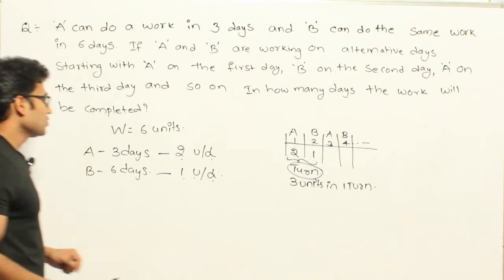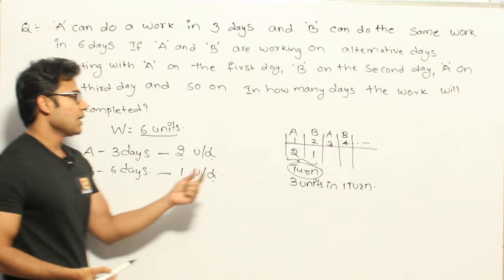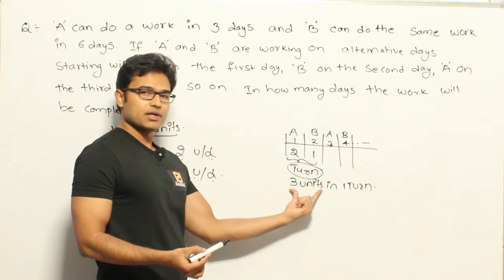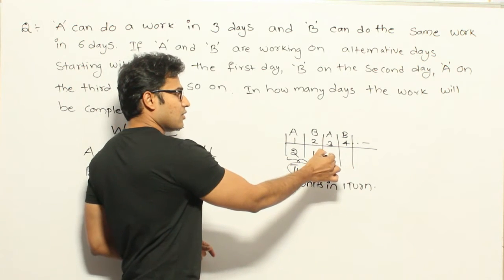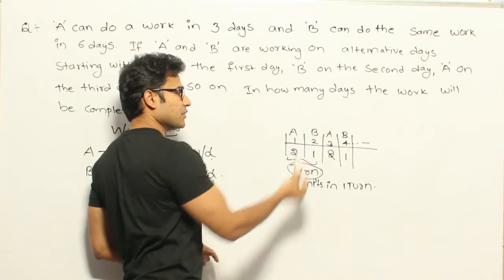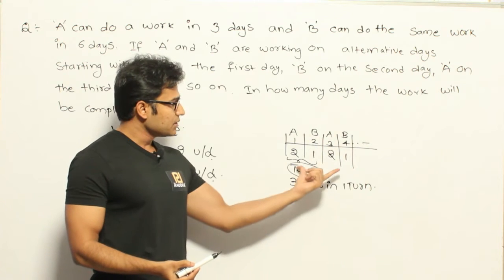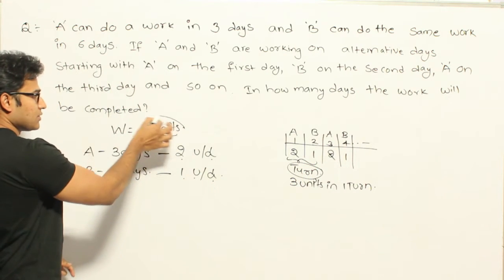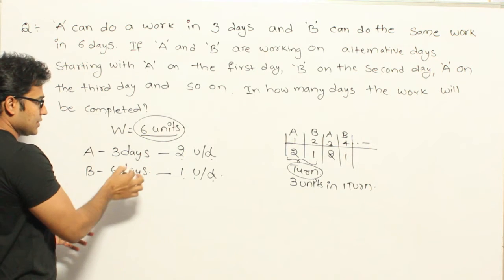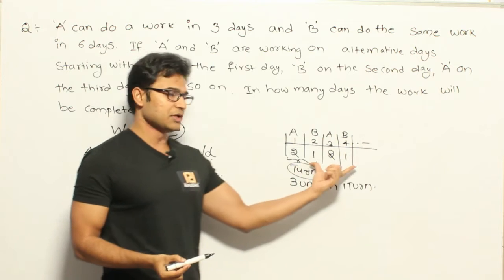Okay. Now what is the total amount of work we have taken? 6 units. Therefore, in one turn 3 units are done. So definitely we need one more turn, which means again A will work for 2 units and B will work for 1 unit. So totally in 4 days they will be able to finish it off. Now since the question is small, since these numbers are small, I am able to show you everything in this picture.